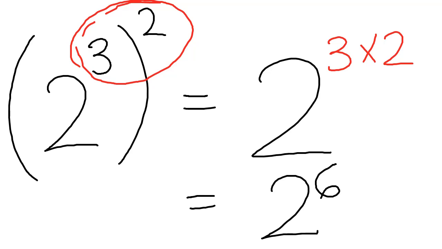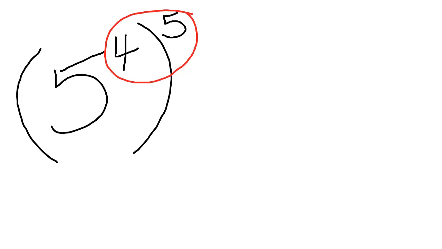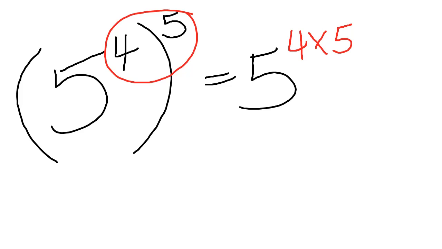Let's look at another example just like this. Our base will be the same, base of 5, and our exponents will be multiplied, so 4 multiplied by 5. So our final answer will be 5 with an exponent of 20, because 4 times 5 is 20. Don't write 9, because 4 times 5 is 20. Let's look at 2 more unique examples.